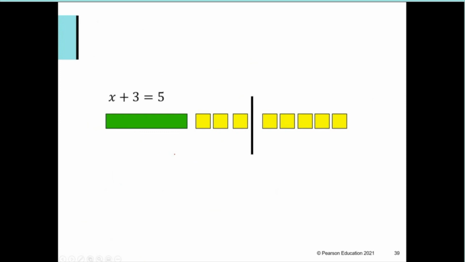So the green bar is our x, it's our unknown. We have 3 yellows, 3 positives, and it equals 5 on the other side. Now, one way I could do this is I could take away 3 yellow counters from one side, and I can take away 3 yellow counters from the other side. That's fine until you end up with your negatives. So the method that we use at school for this is that we create zero pairs. If I want to be left with just x on one side, I need to put those 3 red counters on both sides to create those zero pairs. And by doing that, I will be left with x equals 2.